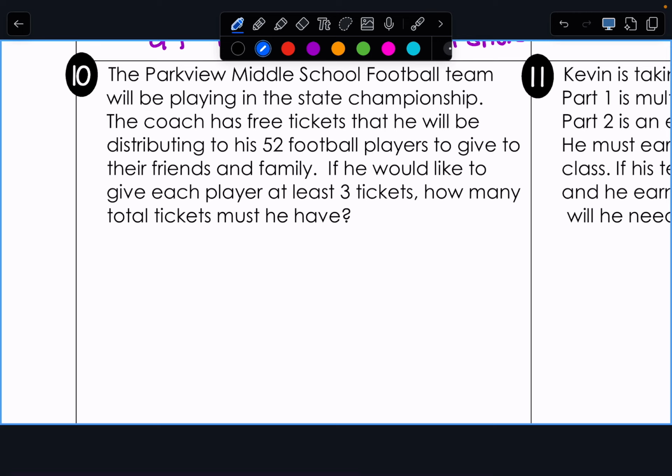Okay. The Parkview Middle School football team will be playing in the state championship. The coach has free tickets that he will be distributing to his 52 players. He would like to give each player at least 3 tickets. What are we looking for? How many tickets?